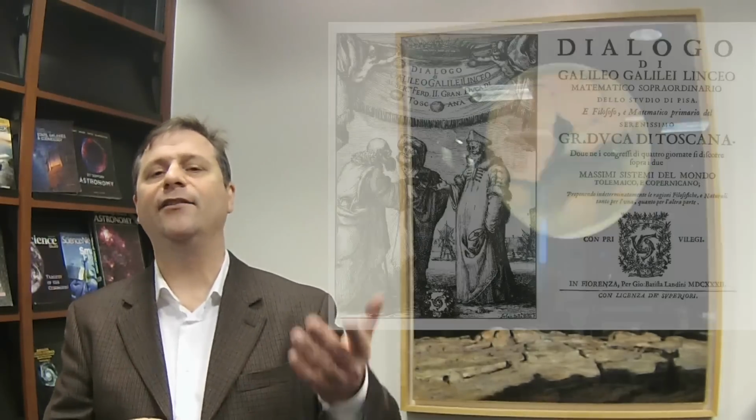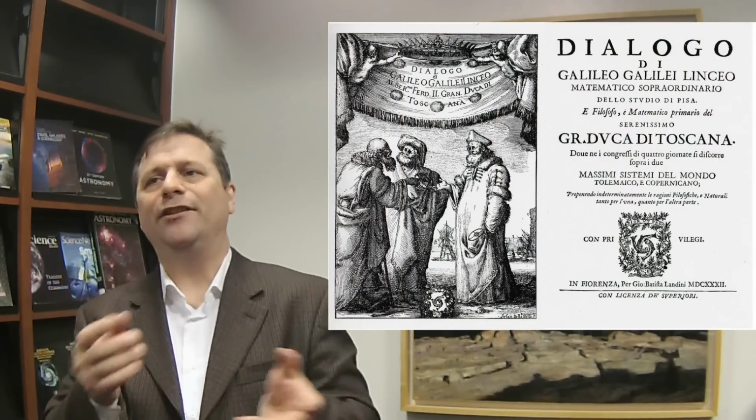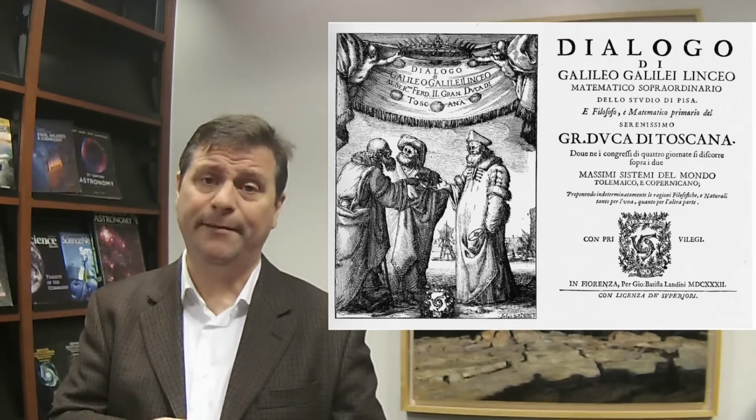Then Galileo said, my gosh, this is my opportunity. I'm going to write this whole thing out. So he wrote a book. And the book was called The Dialogue Concerning Two World Orders. And it took him until 1632 to publish it.